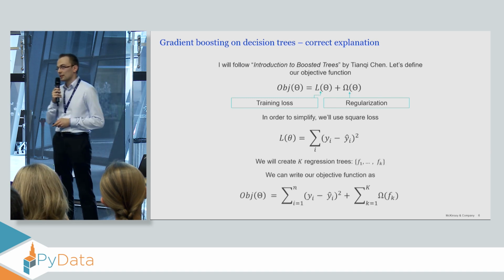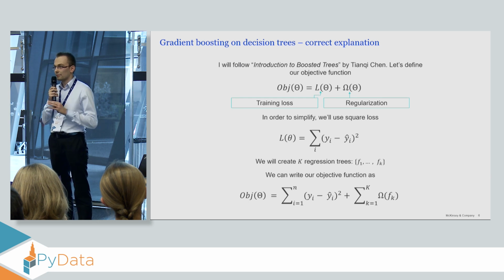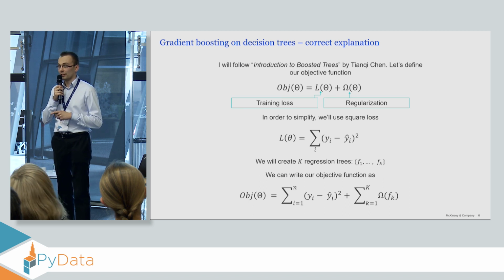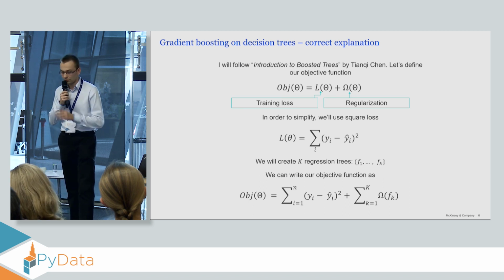And there is one more assumption that we will make. If we build k regression trees in gradient boosting, each of the trees will have its own regularization term, which will be used only for this tree.